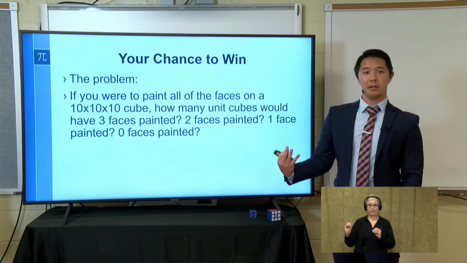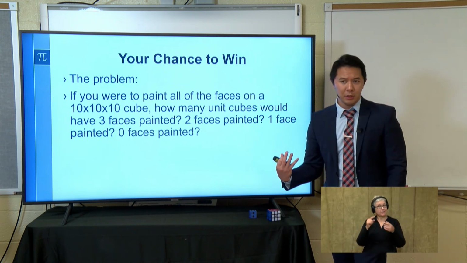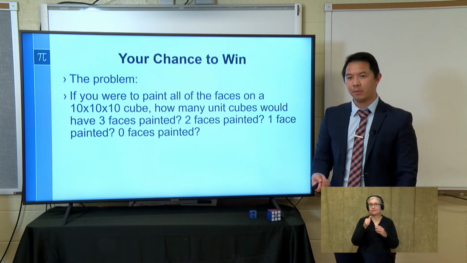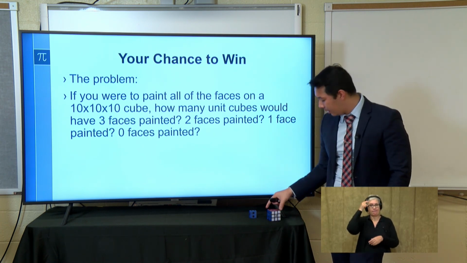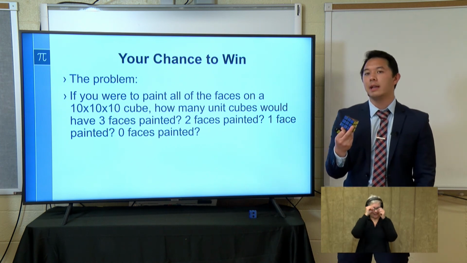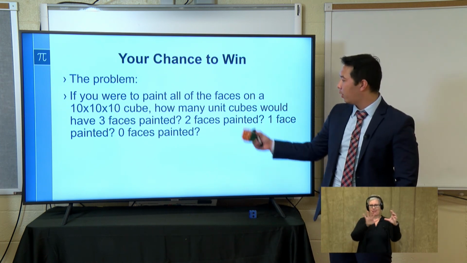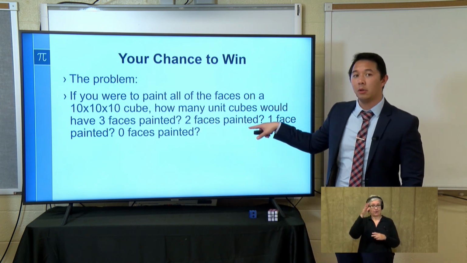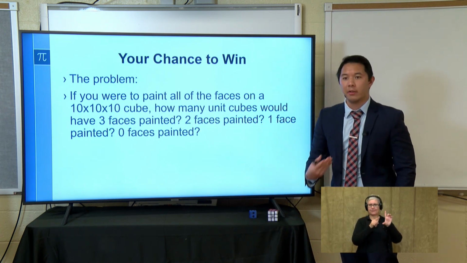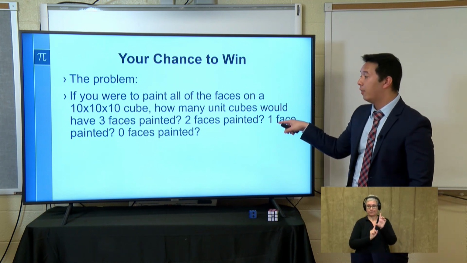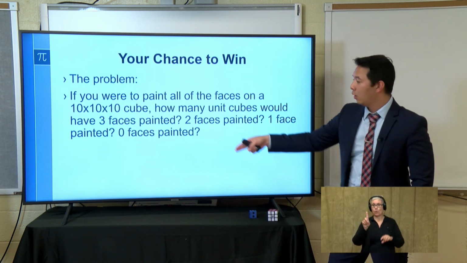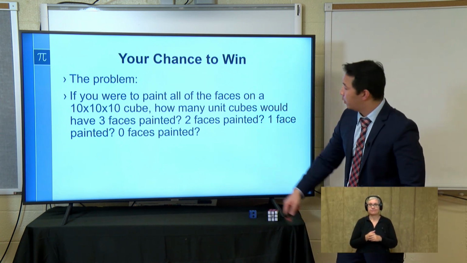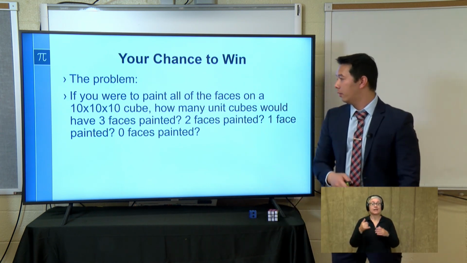Think about the expressions that we came up with, the equations that we were able to use to model. And if you didn't get a chance to write those down, think geometrically and visually about where these things are located. Where the 3 faces painted cubes are located, where the 2 faces painted are located. Along the corners, along the edges, along the center face of the larger cube itself, within the inner part of the larger cube itself.